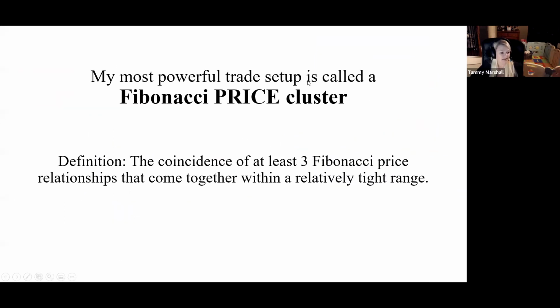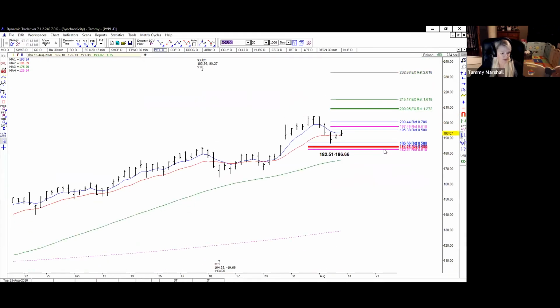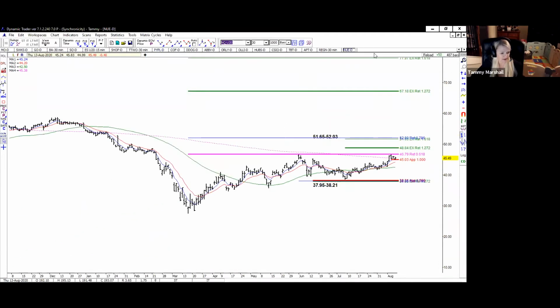The most powerful trade setup is called a cluster, and that means there's 3 or more Fibonacci numbers that come together. And an example of that is this PayPal setup that I just showed you right here. You have 3 or more Fibonacci price relationships that are coming together. So you got two 50%, two 100%, and a pink 618. Let's see if I have any other examples.